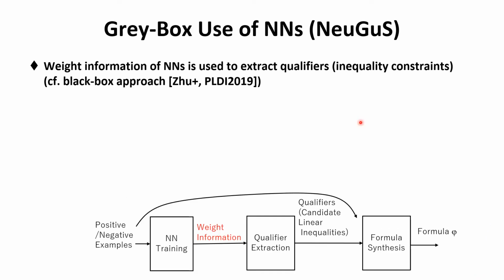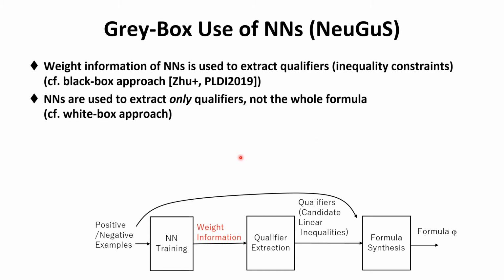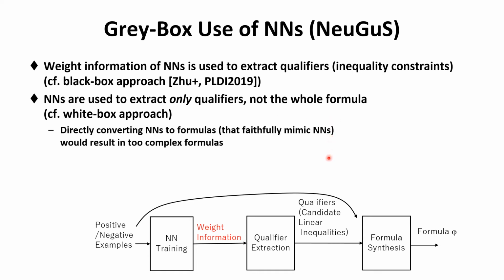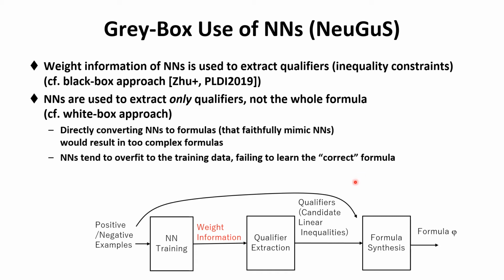One point we'd like to stress here is our gray box use of neural networks. We use weight information of neural networks to extract qualifiers, but we use neural networks only to extract qualifiers, not the whole logical formula. That is because directly converting neural networks to formulas would result in too complex formulas. And also, neural networks tend to overfit to the training data and fail to learn the correct formula.